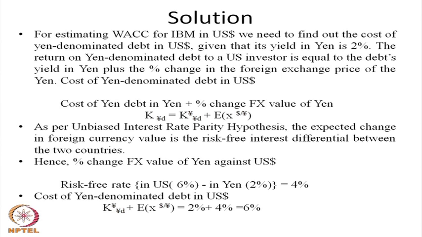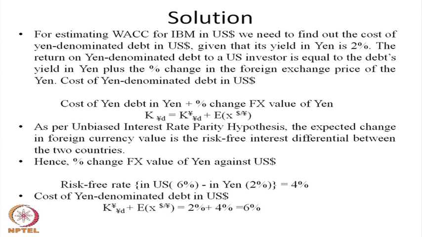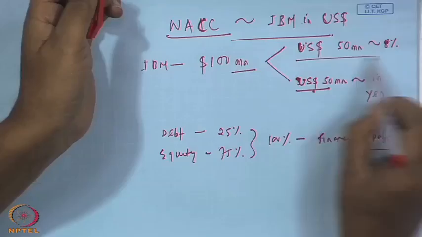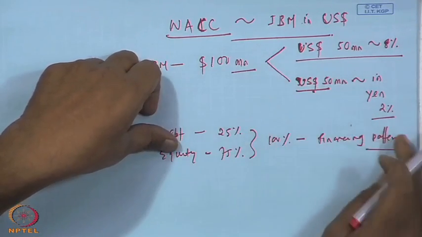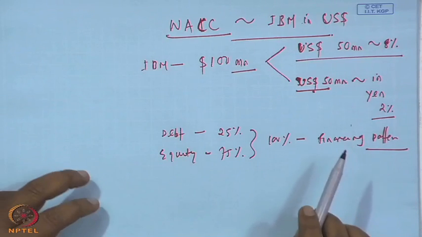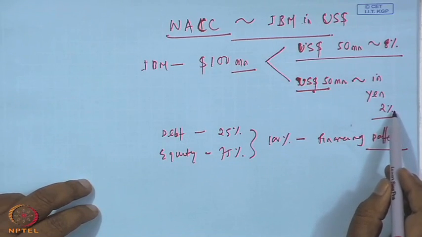The WACC is nothing but the debt part of cost and the equity part of cost; the total will give the WACC, the weighted average cost of capital, of the company. So, in the case of WACC, we have to consider the cost of yen debt plus the forex market change of yen. We have to estimate the yen debt cost first, because the $50 million debt is given to us, but the 50 million debt which is denominated in yen is not given to us. So, we have to understand the yen related debt cost first.